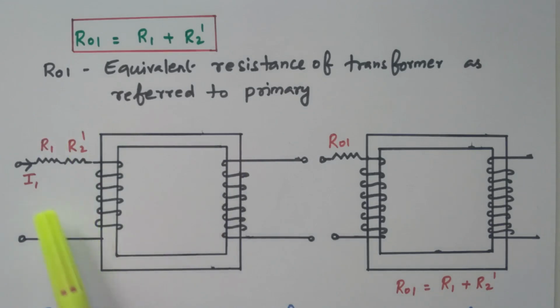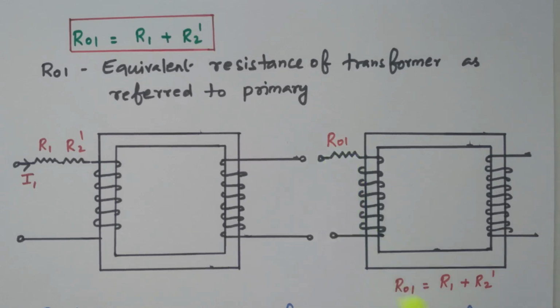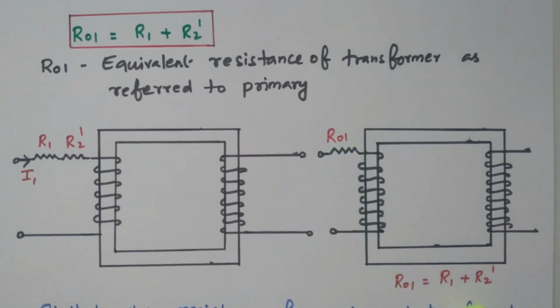See, refer to the diagram. R1 is the primary winding resistance. R2 dash is the secondary winding resistance transferred to the primary. Both are connected in series, so they are added together. That is nothing but R01. So R01 equals R1 plus R2 dash. Now the resistor is transferred to the primary, so any calculation will be easier. We only have R01, that is equal to R1 plus R2 dash. So that is how it is transferred.